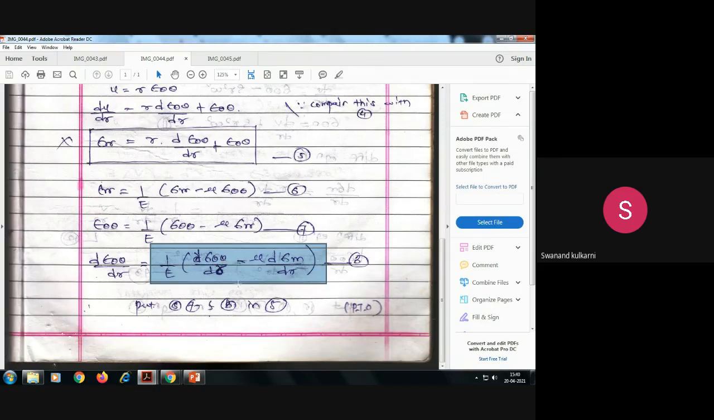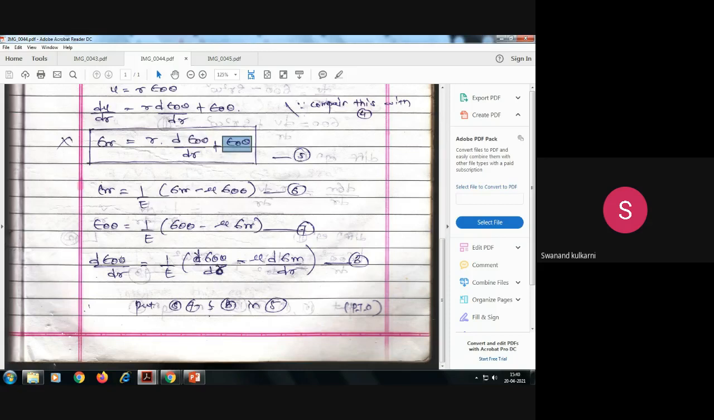Now we are going to put equations 6, 7 and 8 into equation 5. So in equation 5, what is present here? Epsilon rr. For that epsilon rr, we are going to keep equation 6 in equation 5. Epsilon theta theta, for that we are going to keep equation 7 in equation 5.